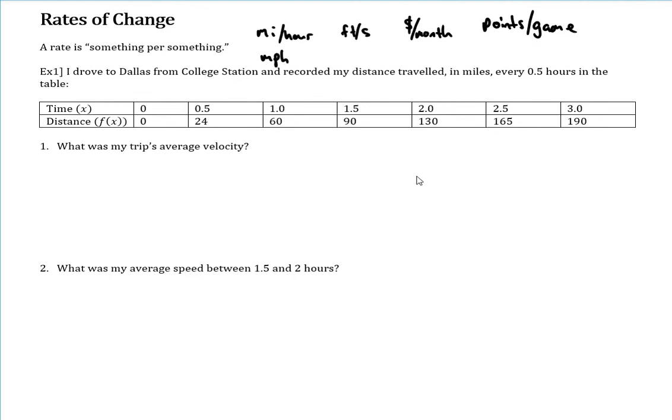So in this example, it says, I drove to Dallas from College Station and recorded my distance traveled in miles every 0.5 hours in the table. Okay, so we have our time, which is our x, and then we have our distance function, which would be f of x, and then we have our data here. All right, and then it asks, what was my trip's average velocity?